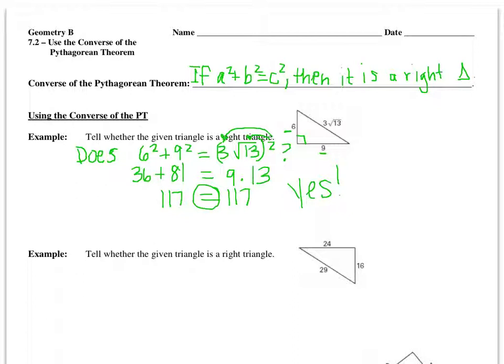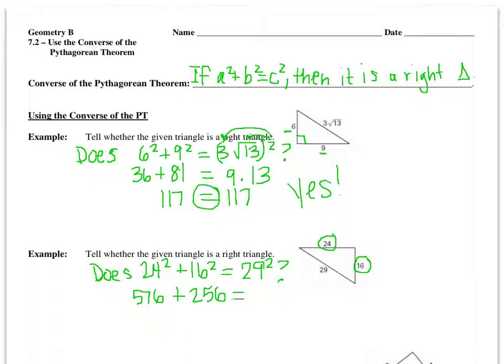Our next example here, tell whether the given triangle is a right triangle. It looks like this is a leg and this is a leg. So we're asking ourselves, does 24 squared plus 16 squared equal 29 squared? That's really what we're asking ourselves. So 24 squared is 576. 16 squared is 256. And then 29 squared, well, that's 841. So 576 plus 256 is 832.